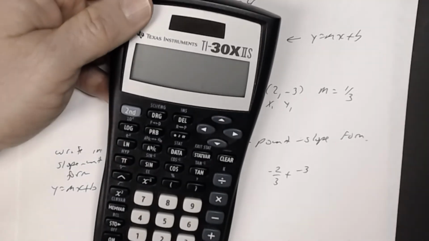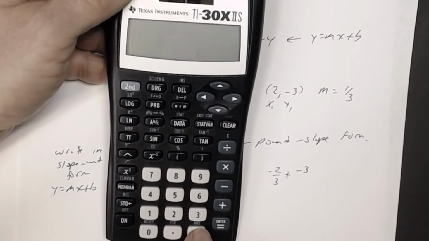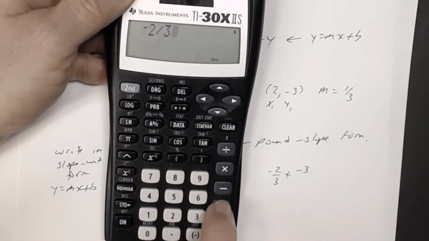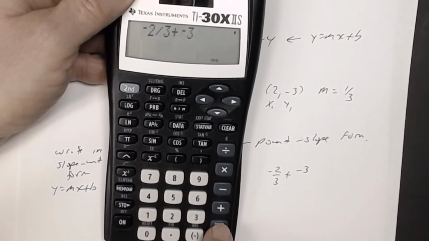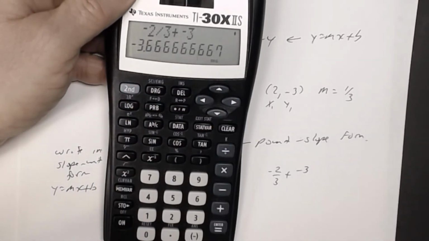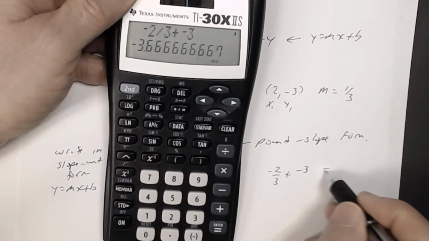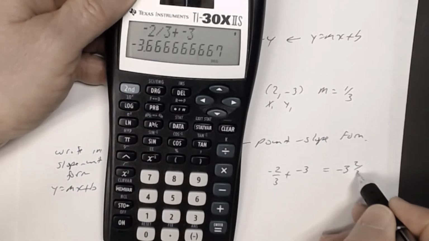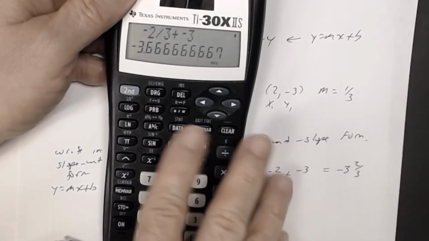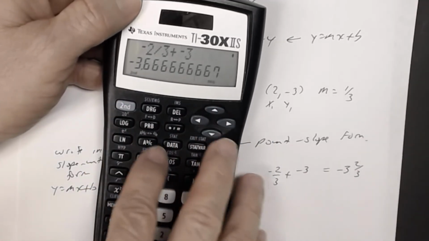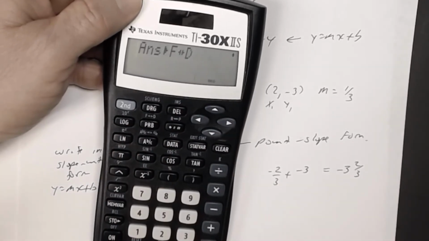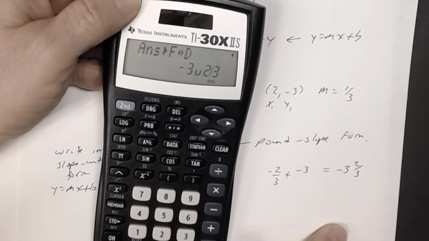All right, so here's what we get. So negative 2 divided by 3 plus a -3 equals this. Now you all know that 0.6666 is 2/3. So this is going to be -3 and 2/3, right? And if you didn't know that, use your calculator. So second PRB to get fraction to decimal, decimal to fraction, and press equal, and you get -3 and 2/3.